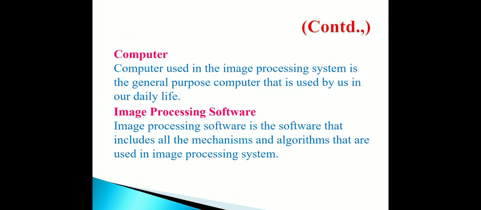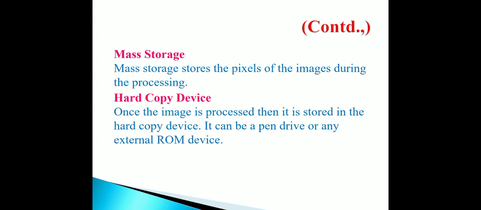Computer, it is used in the image processing system, is the general purpose computer that we use in our daily life. Then image processing software includes all the mechanisms and algorithms that are used in the image processing system. Mass storage stores the pixels of the images during the processing.